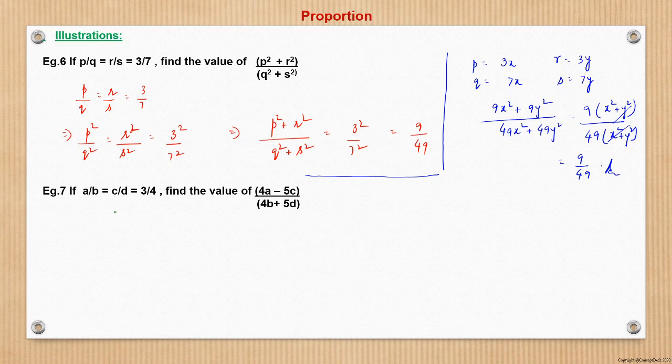Here it is written that a by b is equal to c by d is equal to 3 by 4. So we have been asked to find the value of 4a minus 5c upon 4b plus 5d. So can we say this is equal to 3 by 4?